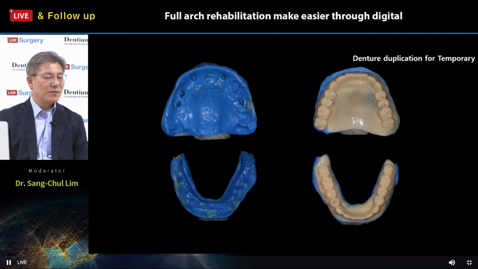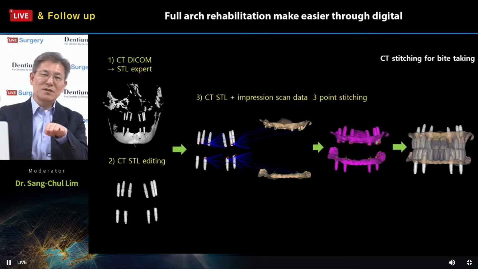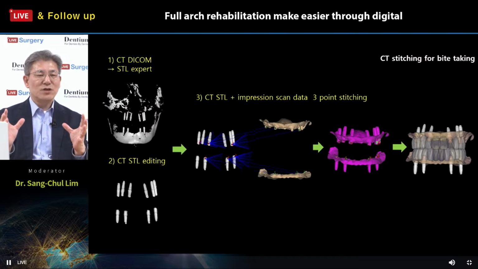So this negative rubber impression is scanned by the model scanner, and we can get the STL file, the images from the negative impression scan data, and also stitch it with the CT STL after surgery. So both of this information, the scan from the negative impression mold and the CBCT CT STL, are merged with each other. So finally, we get the perfect situation for the patient's future prosthesis.